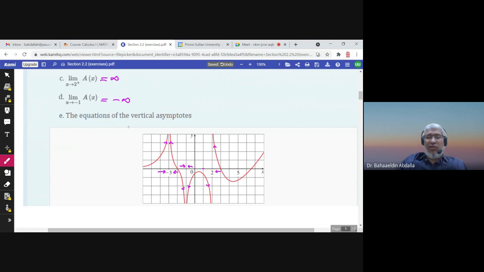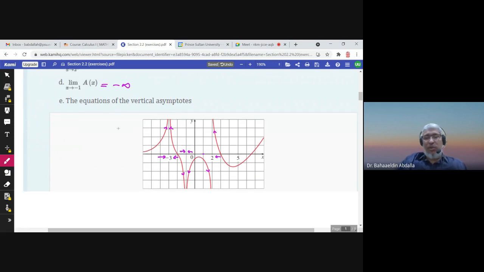The equations of the vertical asymptotes. Let us start from the left. This line, which is x equals -3, is an equation of a vertical asymptote. This line, x equals -1, is also another vertical asymptote. This line, x equals 2, is also another vertical asymptote.